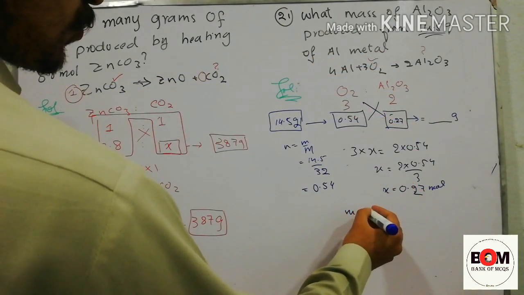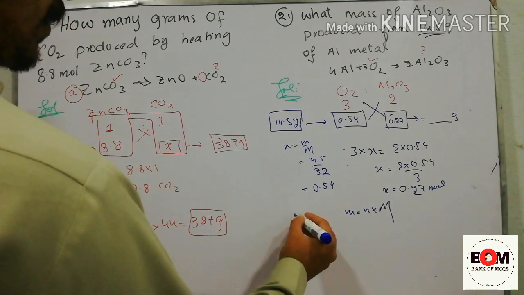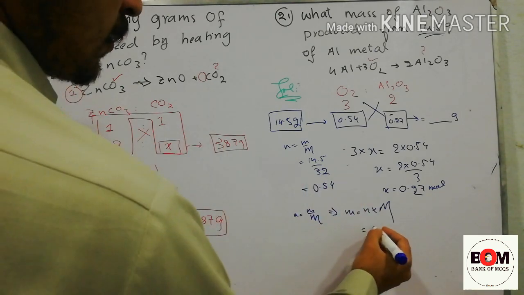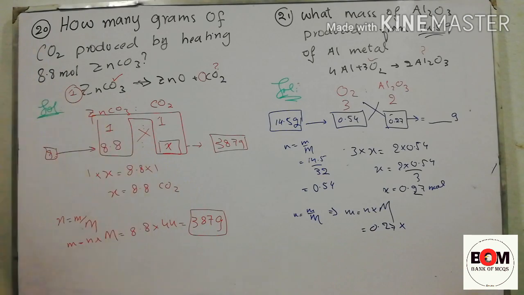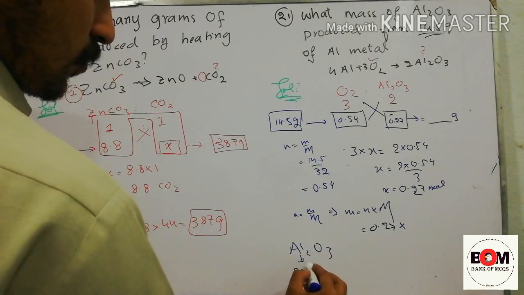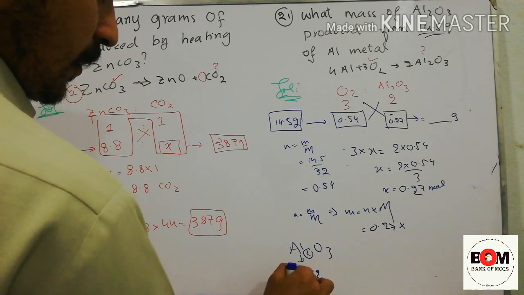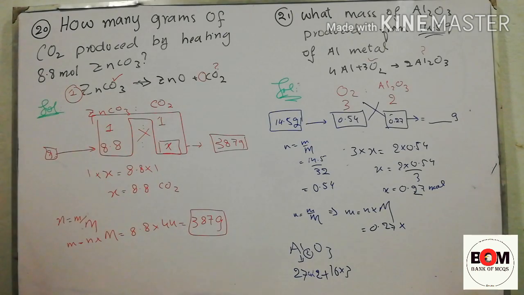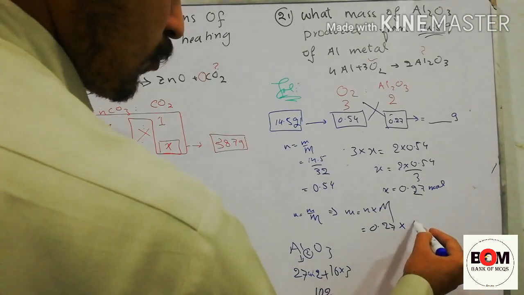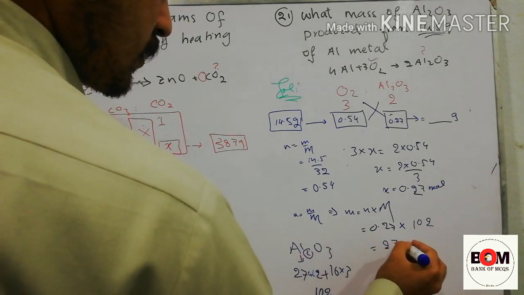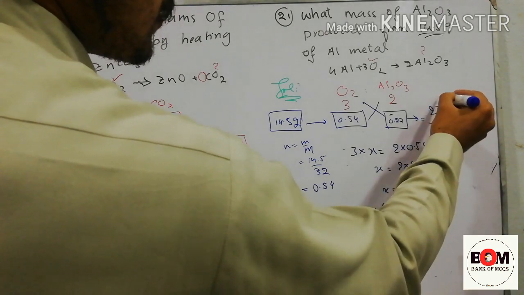Mass is equal to number of moles multiplied by molar mass. From number of moles equal to mass divided by molar mass, mass is number of moles multiplied by molar mass. Number of moles is 0.27, and the molar mass of Al2O3: Al mass is 27, multiplied by 2 because it is 2 Al, and oxygen is 16, multiplied by 3, and added, you will get 102, or about 100. So 0.27 multiplied by 100 is something like 27. So we will get 27 gram. So the answer is 27 gram.